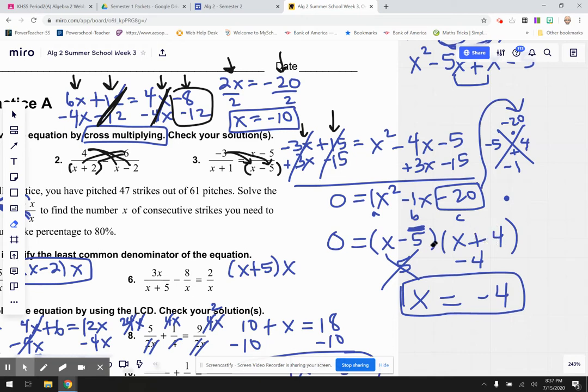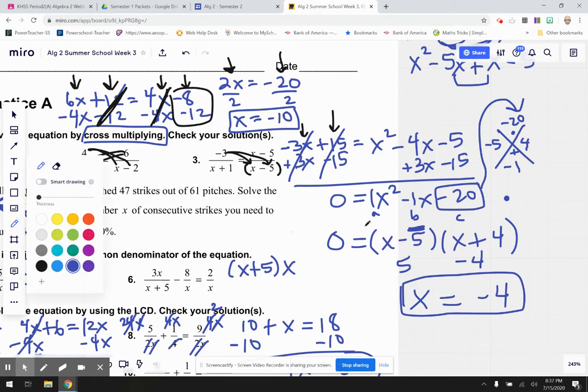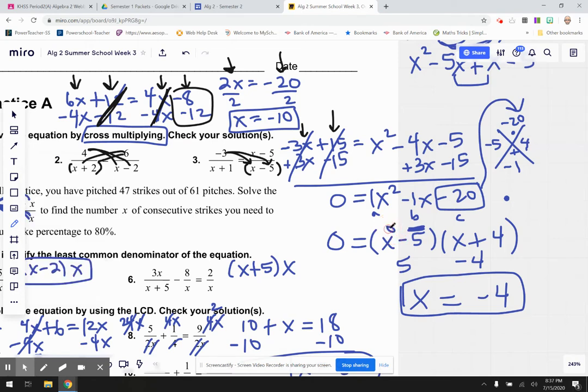So now my 2 solutions would be whatever makes these 0. So what's going to make this parenthesis 0 is a 5, because 5 minus 5 is 0. So we're looking for this to become a 0. And we want to know what's going to make this equal 0. What's going to make this equal 0? And that's going to be a 5. That's going to be a negative 4.